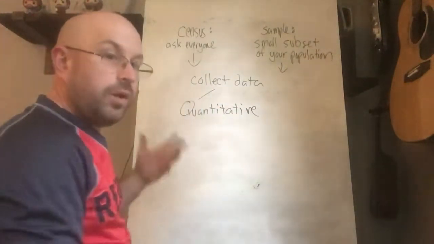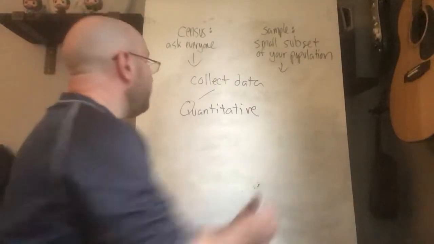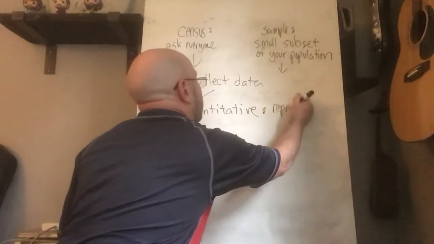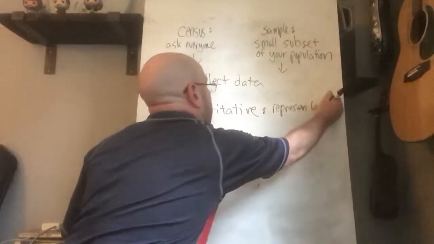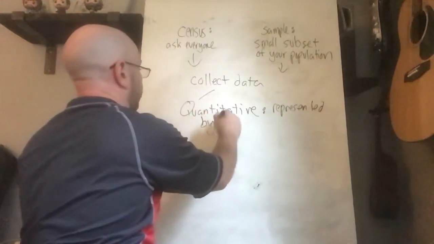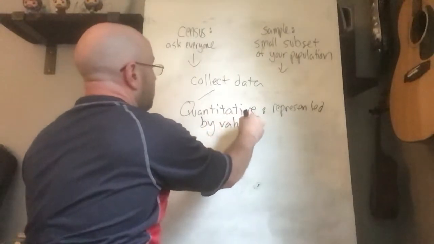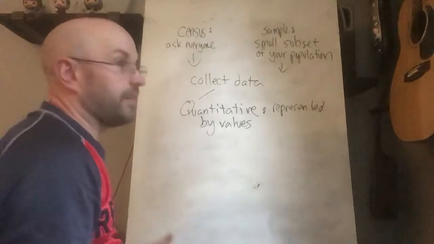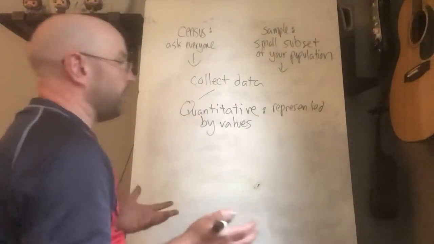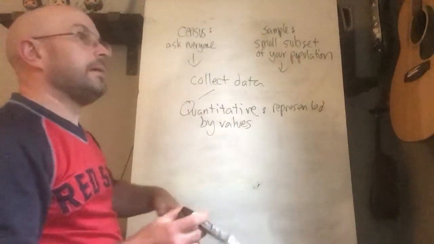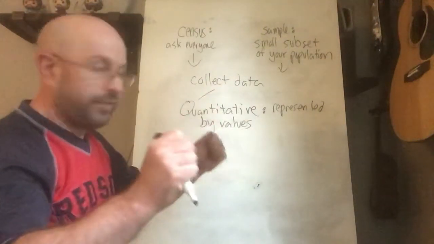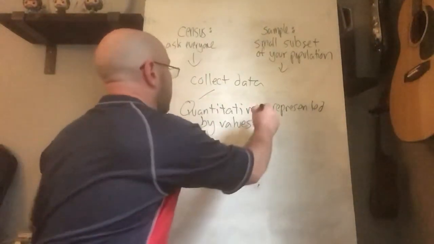But what quantitative data is, it's data represented by values, right? By actual numbers. And the numbers mean something too. The numbers are ordinal, right? Because 0 means something as opposed to 4. They're not just random. They mean something, right?